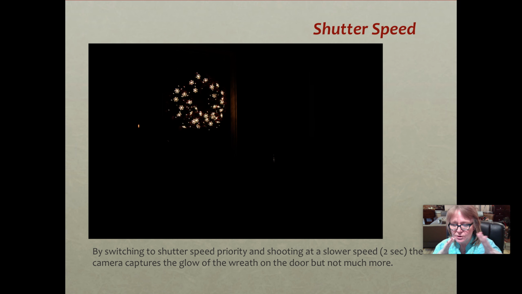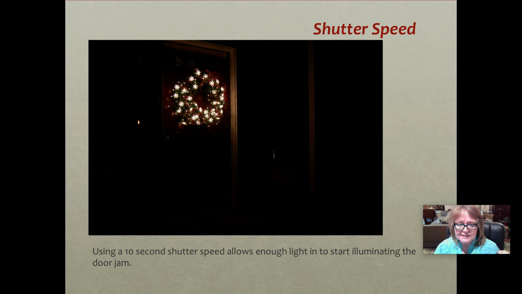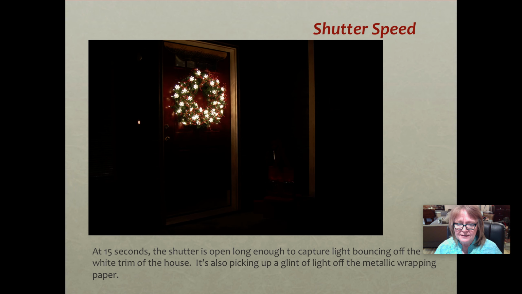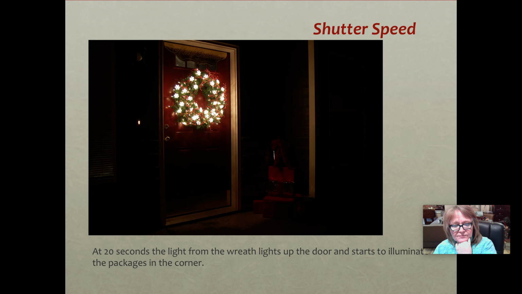So the camera's open for 2 seconds, and you start to see the lights from the wreath. When I did it at 10 seconds, you're starting to get more light on the image, and now you can start seeing the door jamb, and you can even see a little bit of a glint off of the metallic wrapping paper of the packages in the corner. Now you can see even more of the packages in the corner. You're starting to see the other parts of the house. It's a little bit more defined.